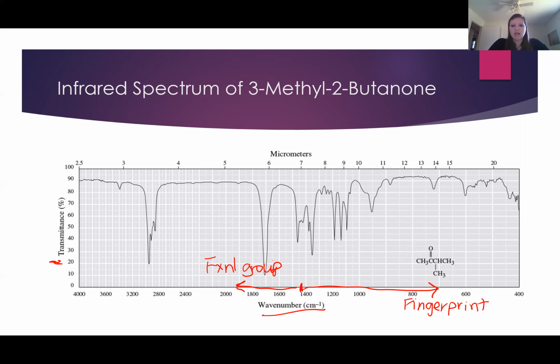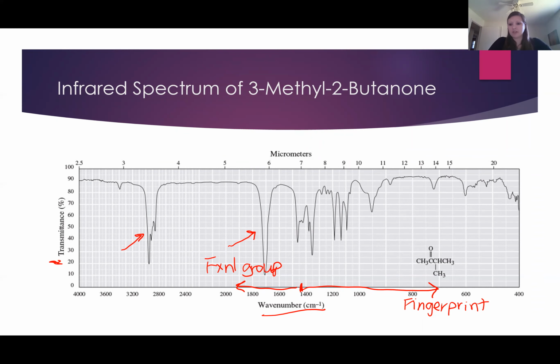This might look like a backwards graph to you. You're used to seeing peaks coming from the bottom and going up. Here we refer to these as peaks. They come from the top and drop down, but those are what we consider peaks in an IR spectra.